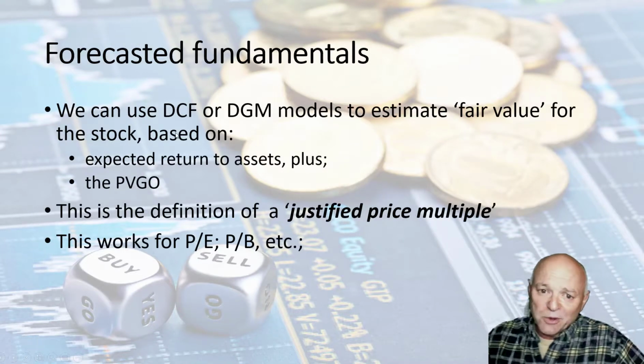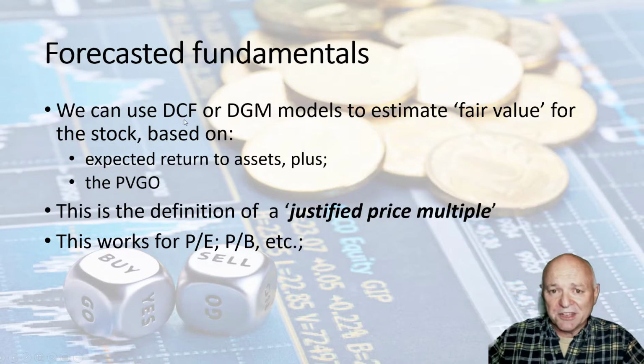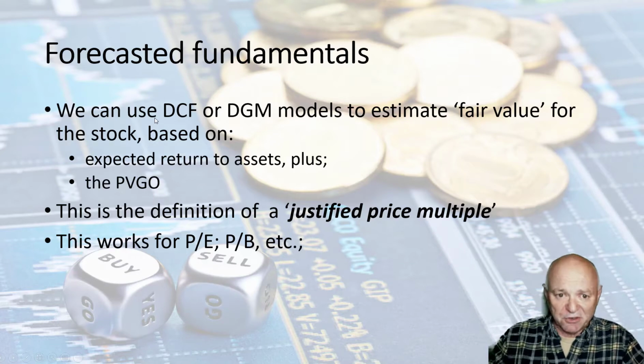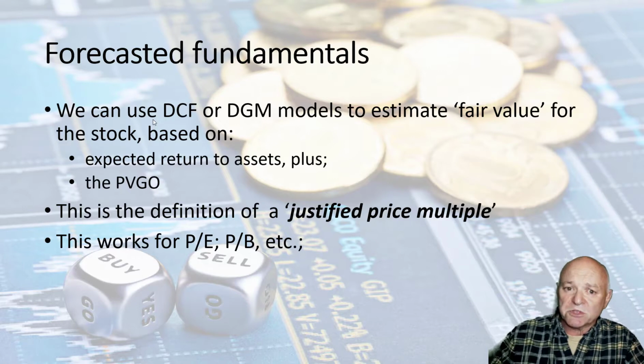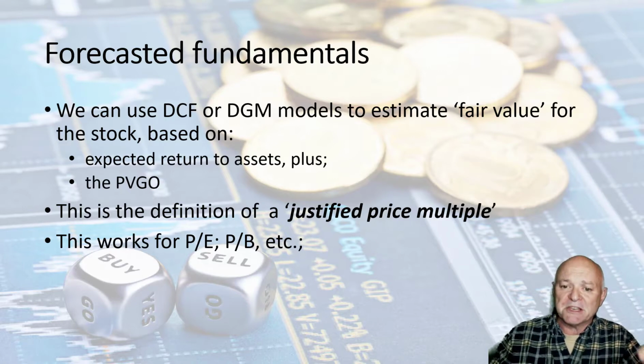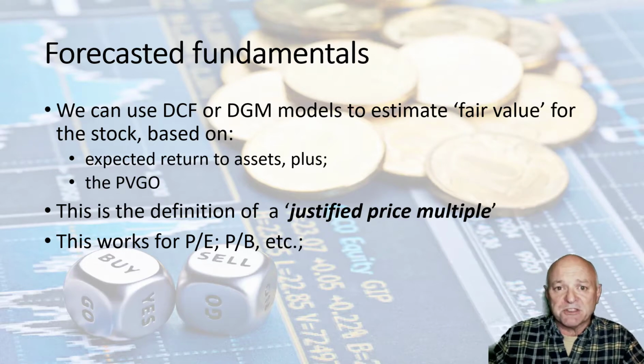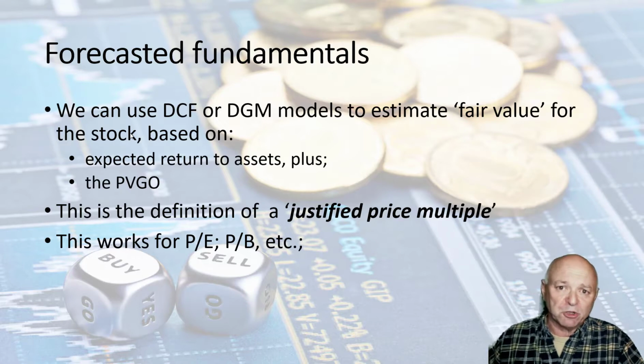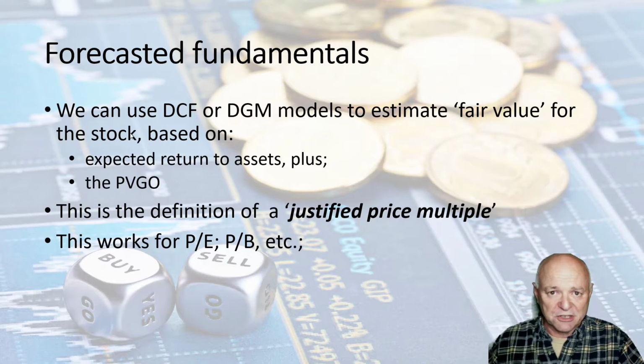We have seen how we can use things like the discounted cash flow and the dividend growth model to value businesses, or to at least establish the intrinsic value of those businesses. And those values and valuation systems had in common that they worked on the basis of the expected return to the asset, plus the present value of the growth opportunities. And that's essentially our justification of that value based on a multiple, or the justified price multiple. Justified price to sales, price to book, price to earnings, or whatever it is.